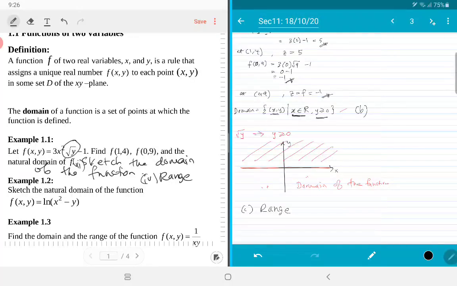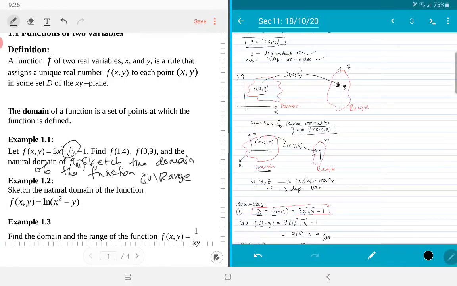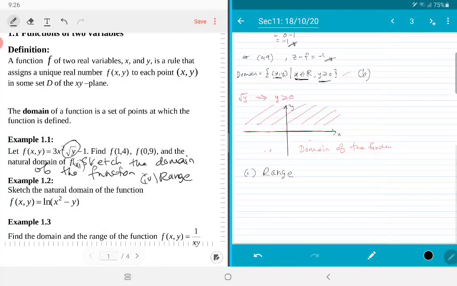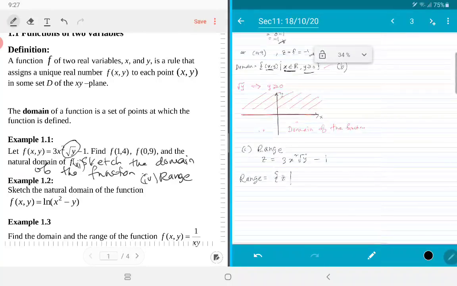For range, remember, we look for all possible values of z. In our example, the function is z equals 3x squared times the square root of y minus 1. Now we want to know the range. So the range would be the set of all possible values of z. Or you can put f if you like, but I'm going to use z. So now ask yourself, what are the possible values of z?